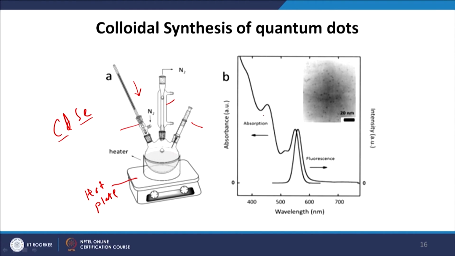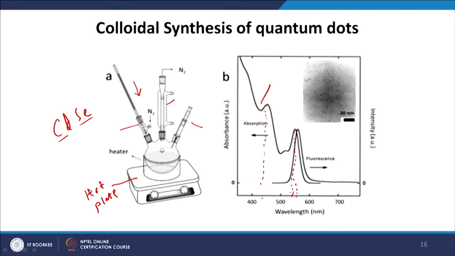The absorption and fluorescence have been plotted in the same graph as a function of wavelength. The first graph is showing the absorption spectrum, and as you can see this absorption is somewhere around the 425 to 430 nanometer range, and it also has a tail which ends somewhere around 550 nanometer.